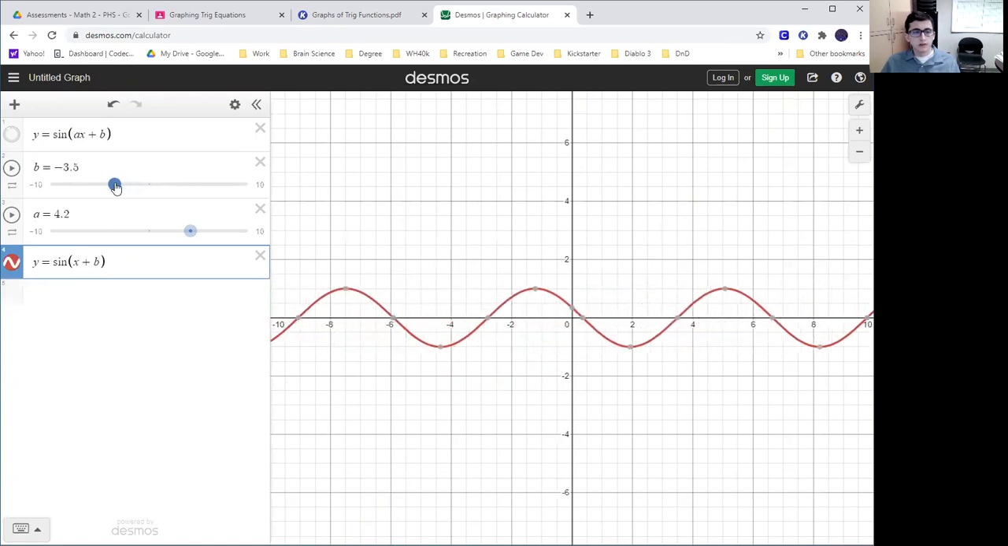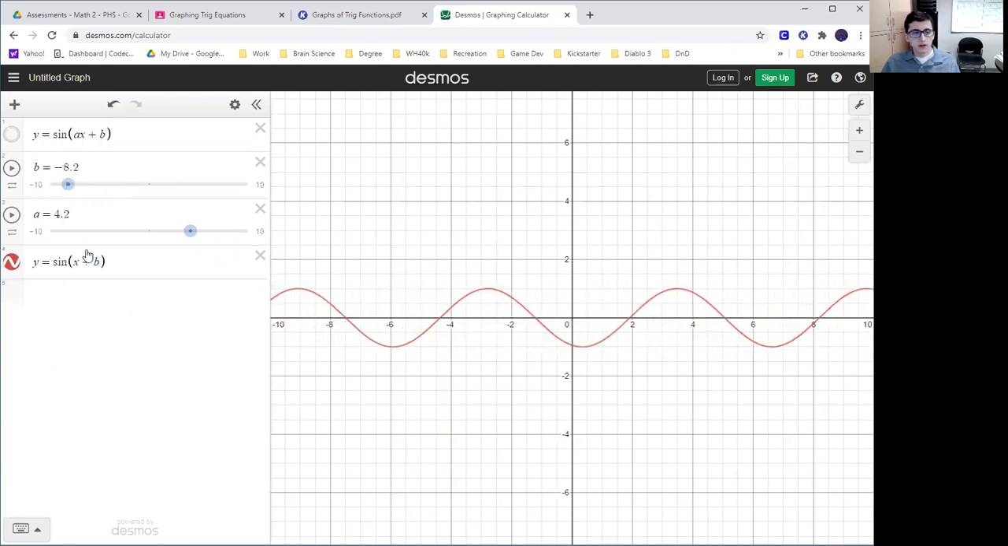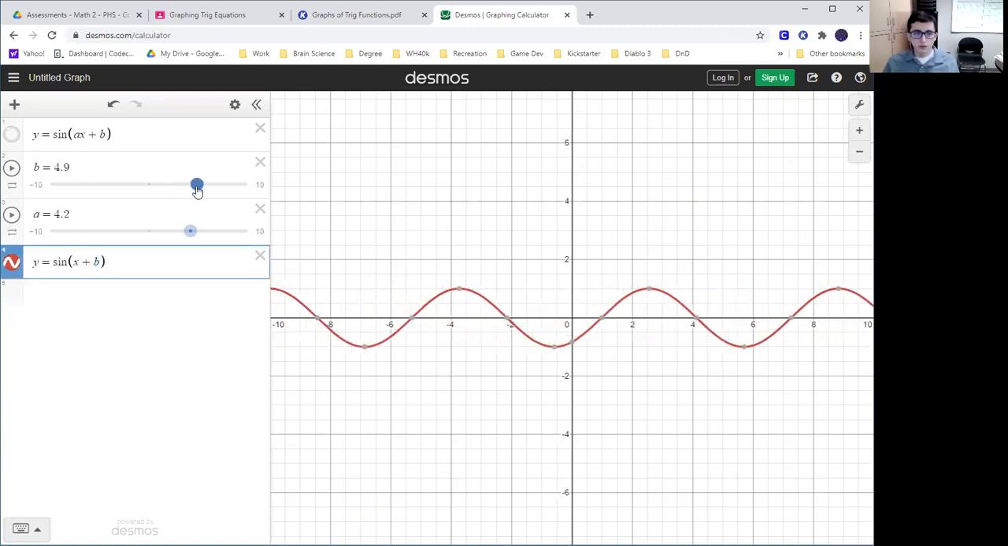So if I move this B in the negative direction, the graph moves to the right. If I start it again, if I move it in the positive direction, the graph moves to the left. So the graph will not always shift to the right. Sometimes it shifts to the left. It just depends on which value you're doing here.